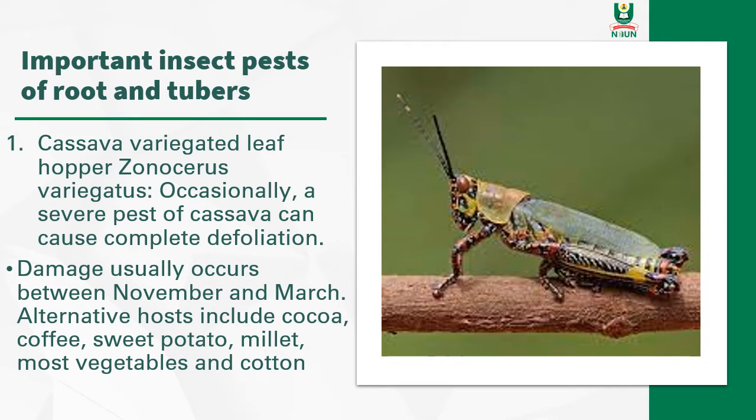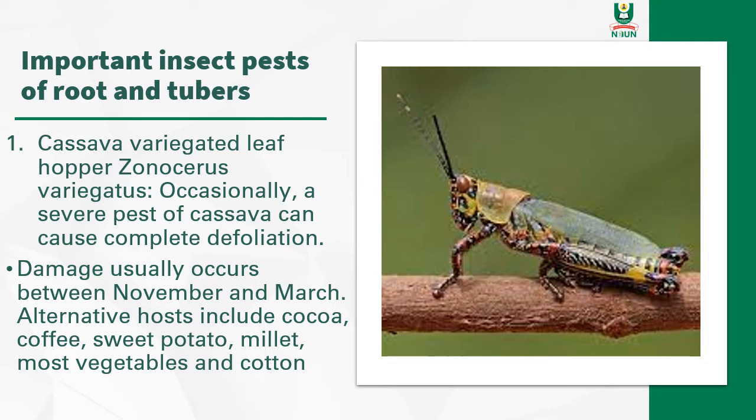The first pest we'll be looking at of root and tubers is the cassava variegated leafhopper, and its botanical name is Zonocerus variegatus. Occasionally, a severe pest of cassava that can cause complete deformation. What this leafhopper does is that they go for any green part of the plant, which is usually the leaves. So they cause complete deformation, and damage occurs between November and March.